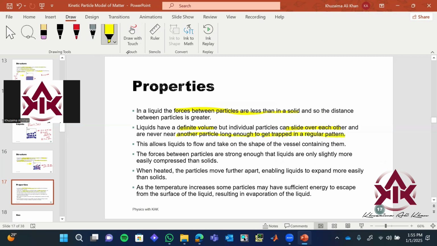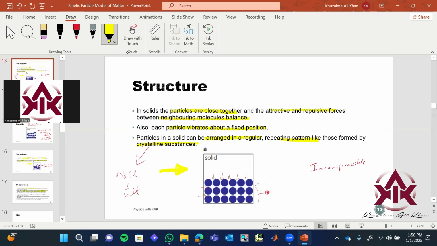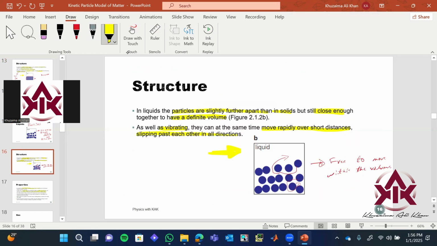This is just stating why they have a fixed volume: they have a fixed number of particles. The particles cannot escape the boundary of the liquid. They are inside the liquid, but they have enough space such that each particle can move to and fro between each other. But they cannot be held together in a fixed shape like this. The particles will never attain a shape like this until you undergo freezing.